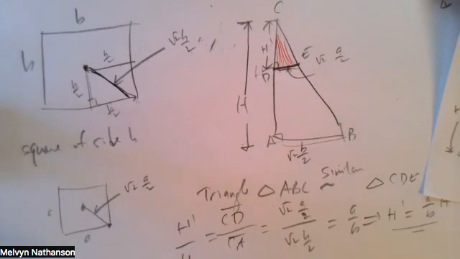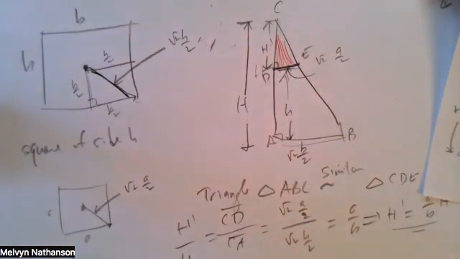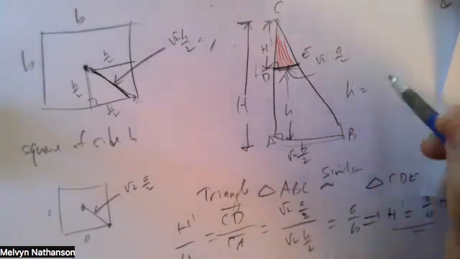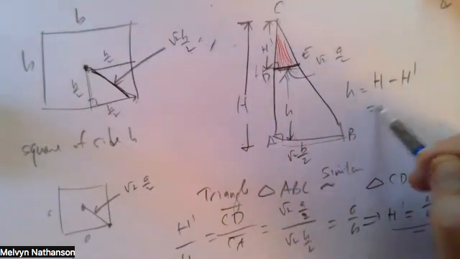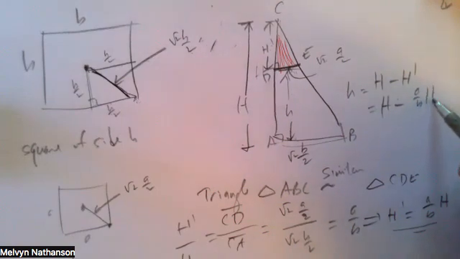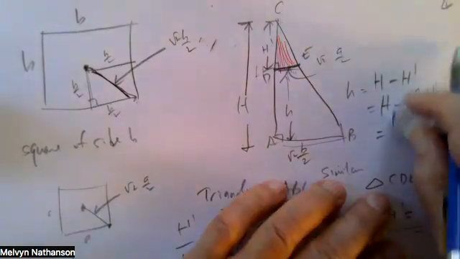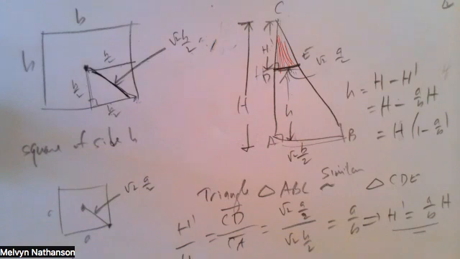So H prime is A over B times H, but I'm interested in the height, little h, or I want to know what is the height of the frustum. Little h is just the big height, capital H, minus capital H prime, which is H minus A over B H, which, if I factor out the H, is H times 1 minus A over B. Okay.